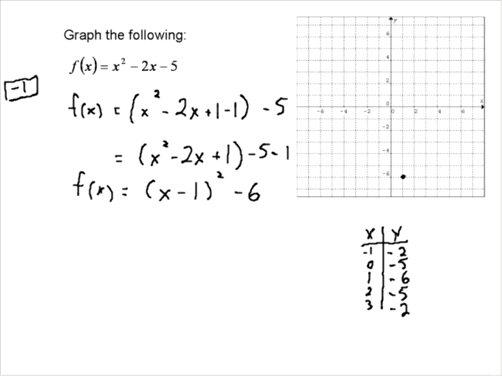And let's plot our points. So we can plot our 5 points quite simply now, just by looking at our graph here. So we're at 3, -2, and -1, -2, like so. And we have that parabola shape just like that.